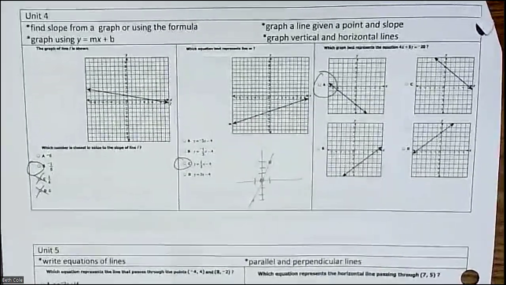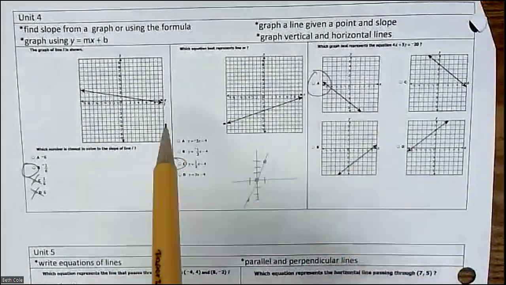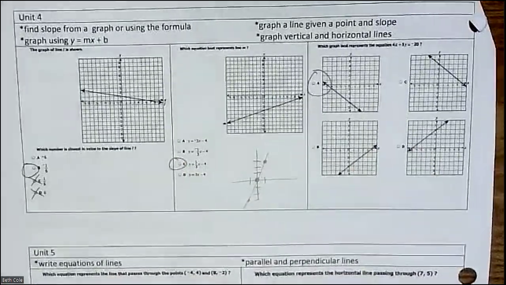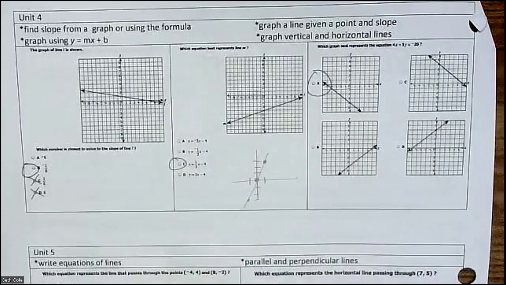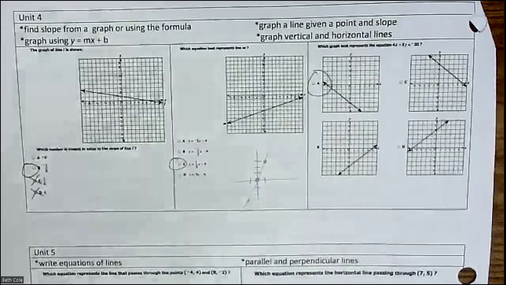B. Now, listen, I didn't have one on here like this, but what is the slope of a horizontal line? 0. Do you remember? So horizontal would be y equals a number. What's the slope of a vertical line? Undefined, and it would be x equals a number.